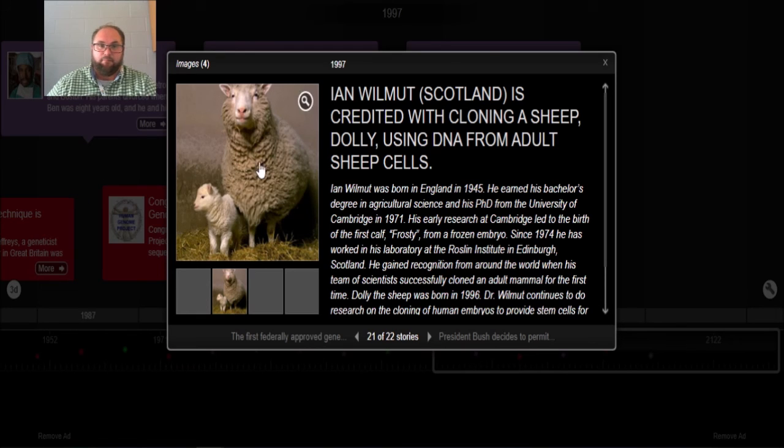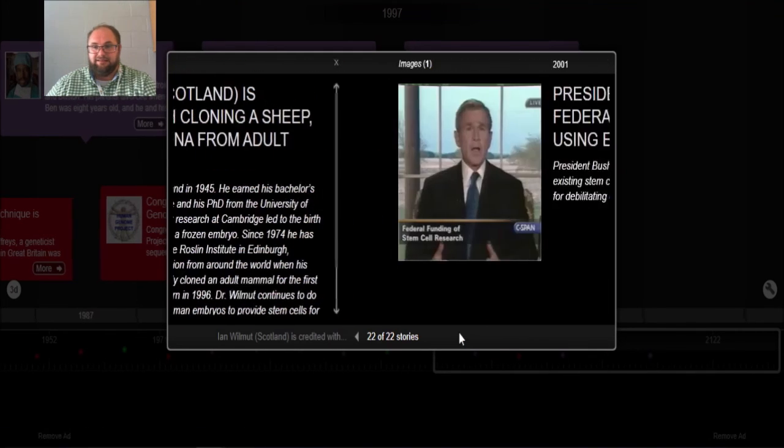This is Polly, the donor mother, and this is Dolly right here. These two are genetically identical. They are clones.